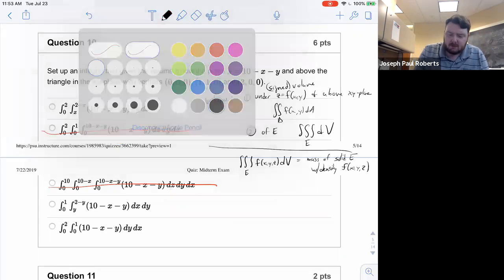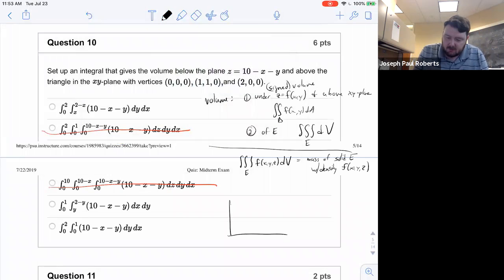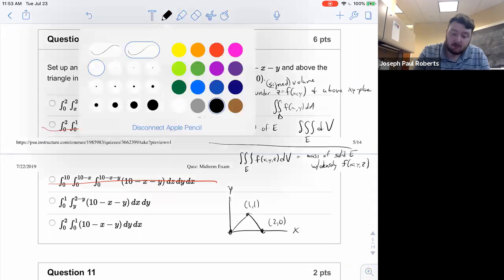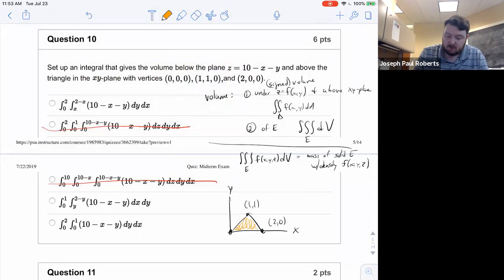And then finally, our region of integration says we have above this triangle in the xy plane that looks like this, which first of all is not a rectangle. So that's out, where the bounds are all numbers. Additionally, it's not type 1 because the top curve changes. So dy dx I can't do in a single piece. And so really the only thing that's left is this.